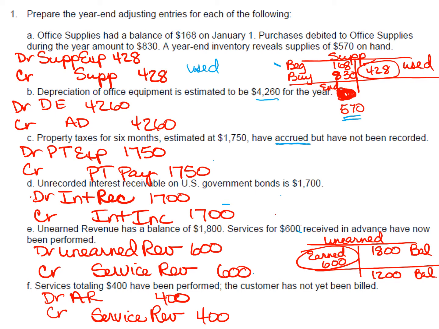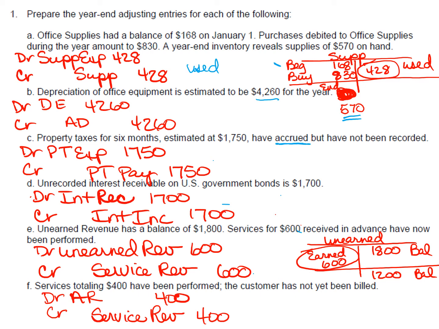The unearned revenue has a balance, meaning cash has already happened, so that's one of those deferrals. So we look at the $1,800 credit balance in the account, and it says services for $600 received in advance have now been performed. So they've been earned, and they don't belong in unearned, they belong in a revenue account. So we're going to debit unearned revenue for the $600 that's been earned and credit service revenue $600.